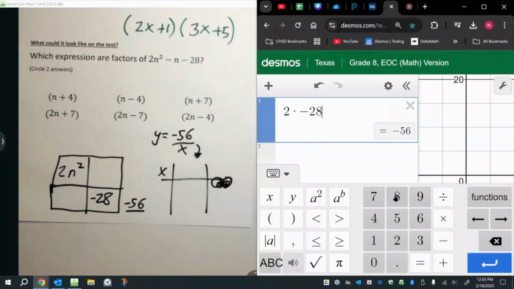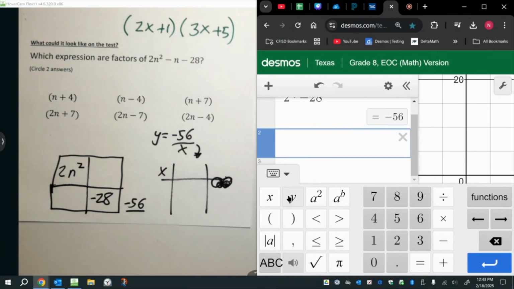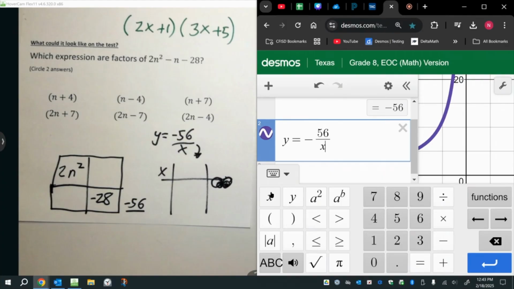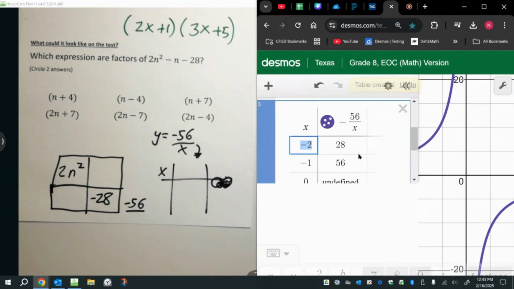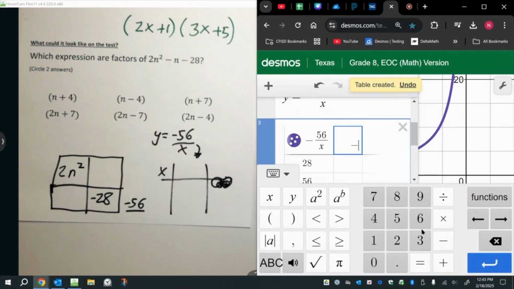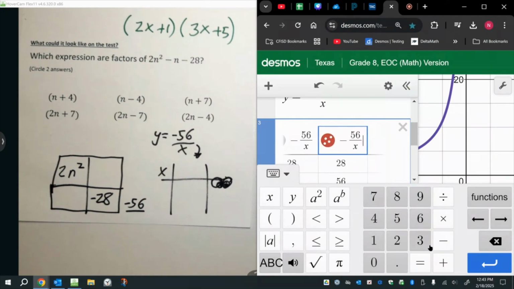All right, so then we take negative 56 and we divide it by x. Okay, so y equals negative 56 divided by x. Turn it to a table. How do I know how to do all this? Because I've done it so many times. You get better at it as you do it. It's just how it goes. So you just keep doing it over and over again, and you get there. What are we looking for?